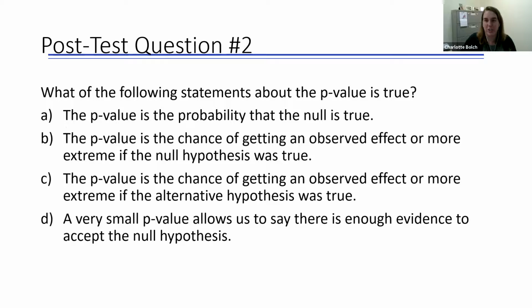Okay, the next question is, which of the following statements about the p-value is true? Is the p-value the probability that the null is true, or the chance of getting an observed effect or more when the alternative hypothesis is true, or does a very small p-value allow us to say there's evidence to accept the null?